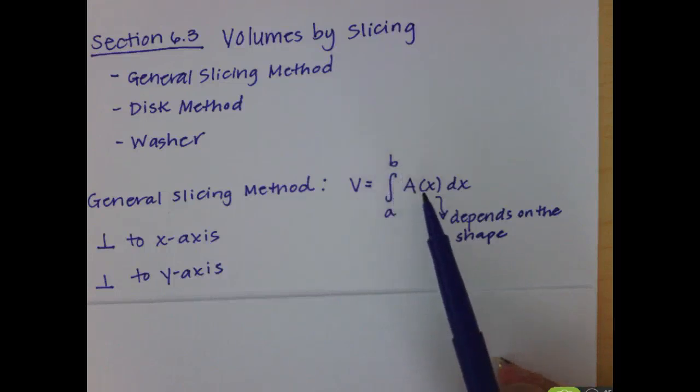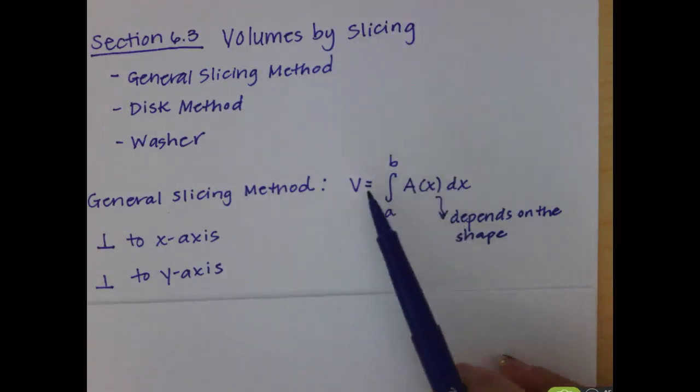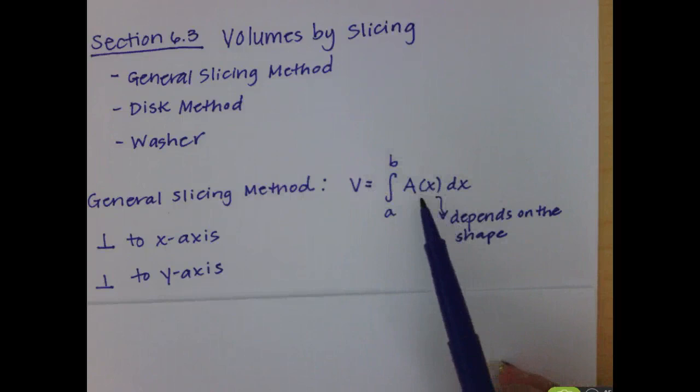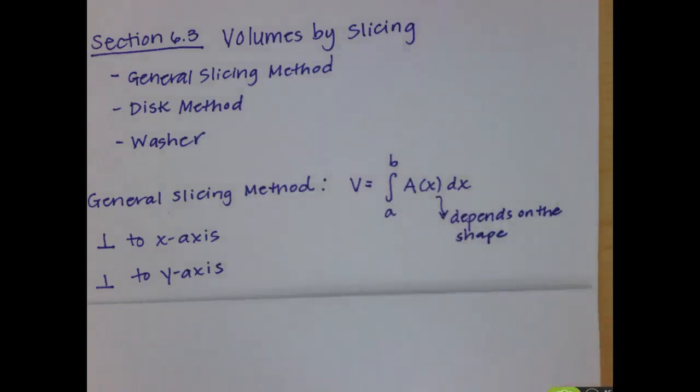And we're going to take that two-dimensional figure and again either rotate it around the x-axis or the y-axis to create this three-dimensional solid. When we do the integration of the area of that 2D figure, we will get the volume of the 3D figure. And the area function will depend on what shape we have.